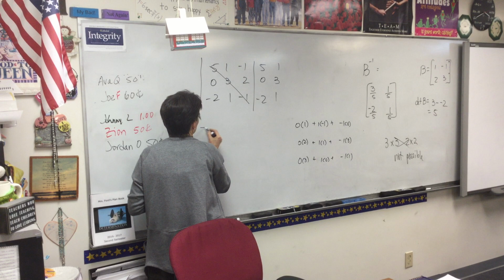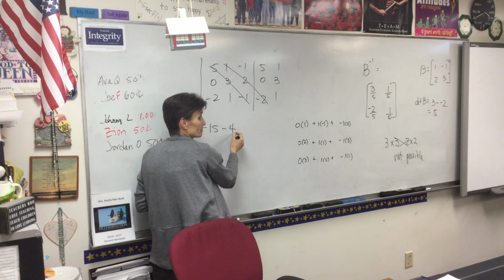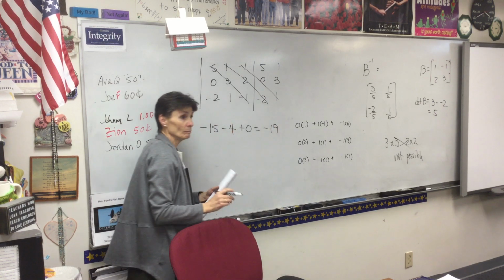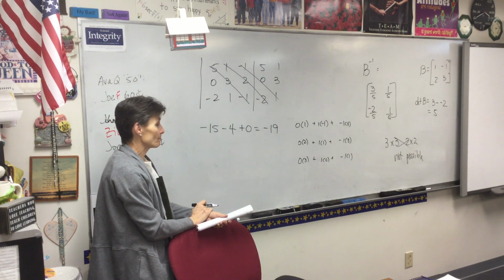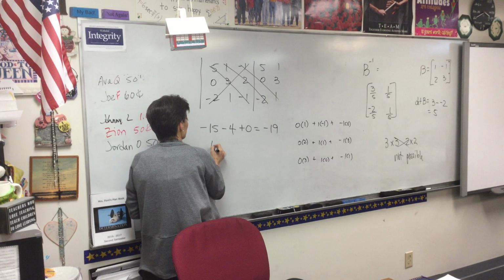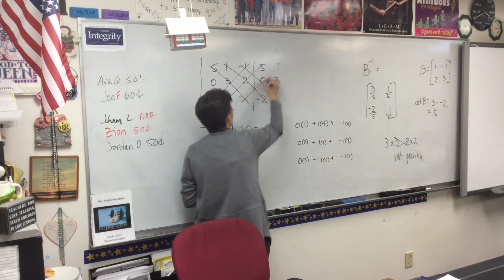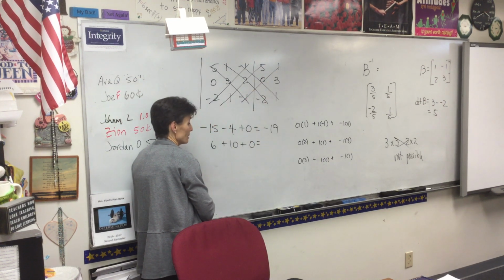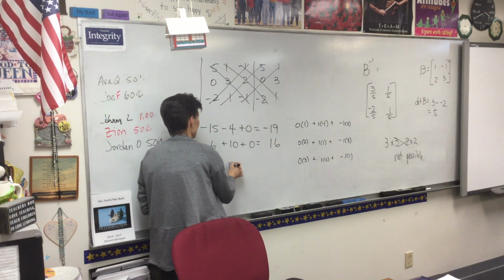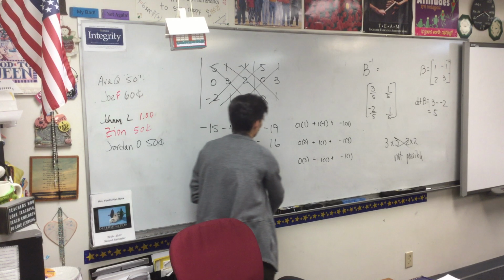So here I get -15, -4, and 0. So I got a -19 total. Don't let me make a mistake. Then I turn around, I'm not done. I go this way. That would be 6, and that would be 10, and that would be 0. So I got 16. Now I subtract them, so -19 minus 16, -35 is the answer to the question.